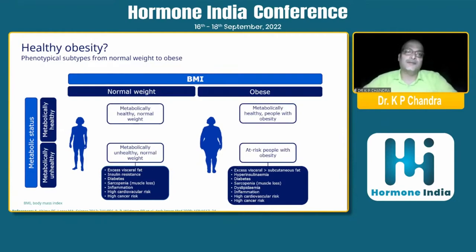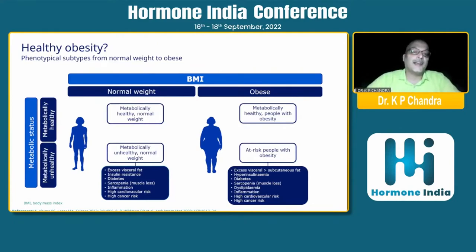Here we need to understand what is healthy obesity. In the previous session, we differentiated metabolically healthy obese and metabolically unhealthy people. If obesity leads to metabolic abnormalities, which include insulin resistance, diabetes, sarcopenia, inflammation, higher cardiovascular risk or cancer risk, we call it metabolically unhealthy. Even people with normal weight may have all these metabolic abnormalities, and then we will call them metabolically unhealthy, although they have normal weight.